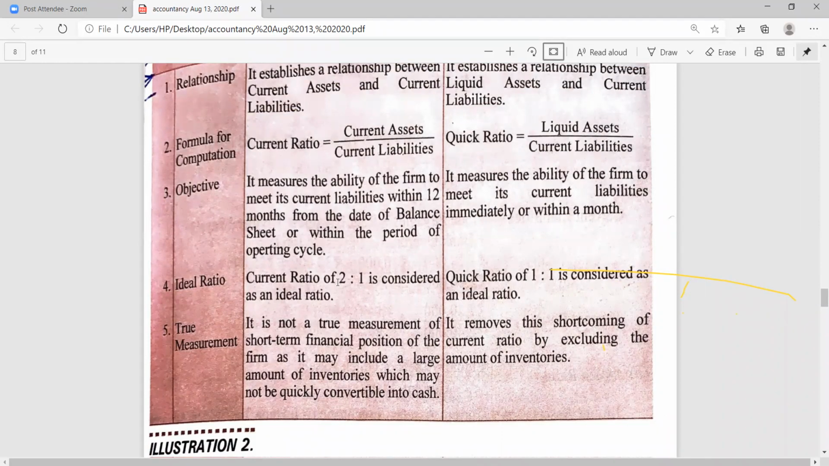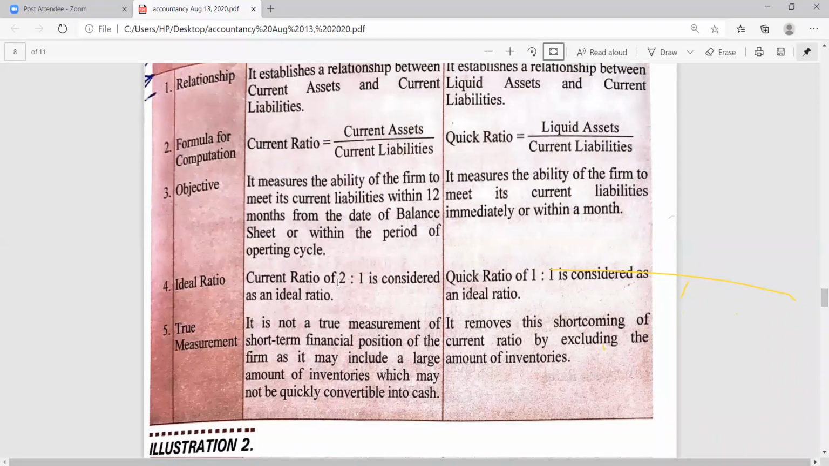The current ratio is not the true measurement of short-term financial position because a large amount is always involved in the inventory, which may not be quickly convertible into cash. While the quick ratio removes this shortcoming of the current ratio by excluding the amount of inventory.